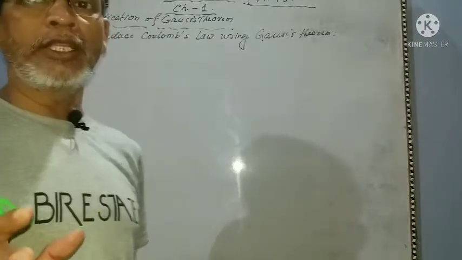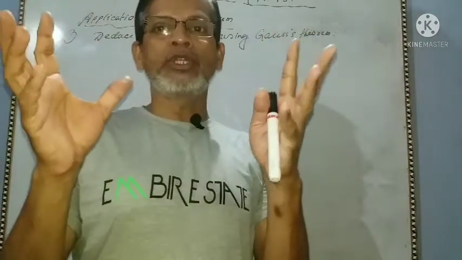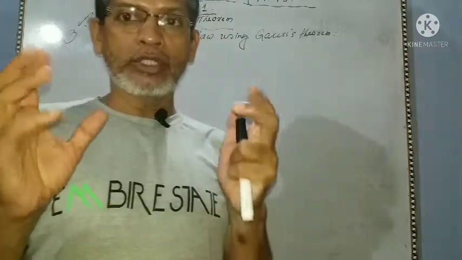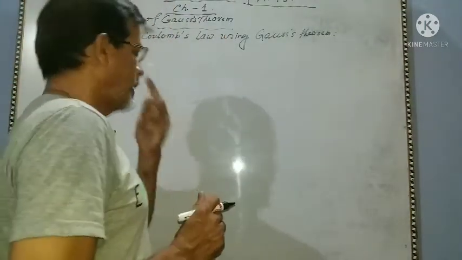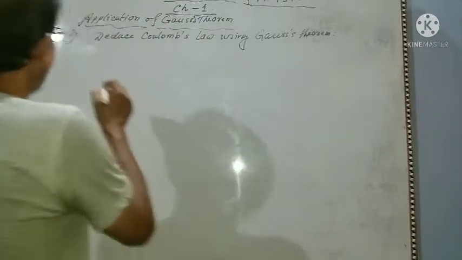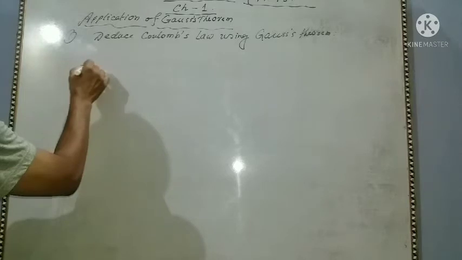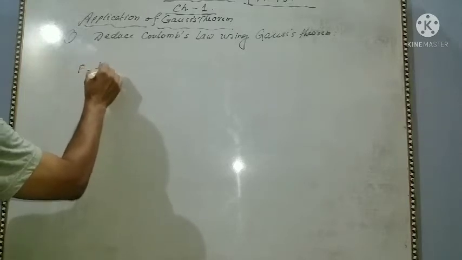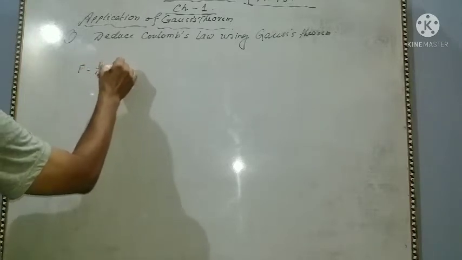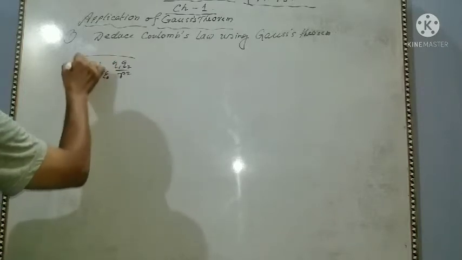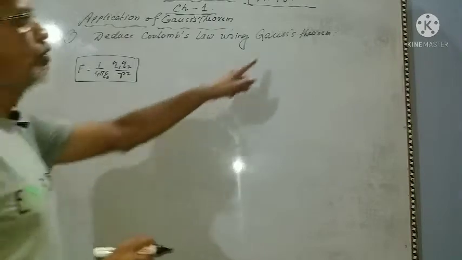Our aim is to deduce Coulomb's law by using Gauss theorem. Coulomb's law, what is Coulomb's law? Coulomb's law is F equal to 1 by 4 pi epsilon naught Q1 Q2 by R square. We have to derive this using Gauss theorem.